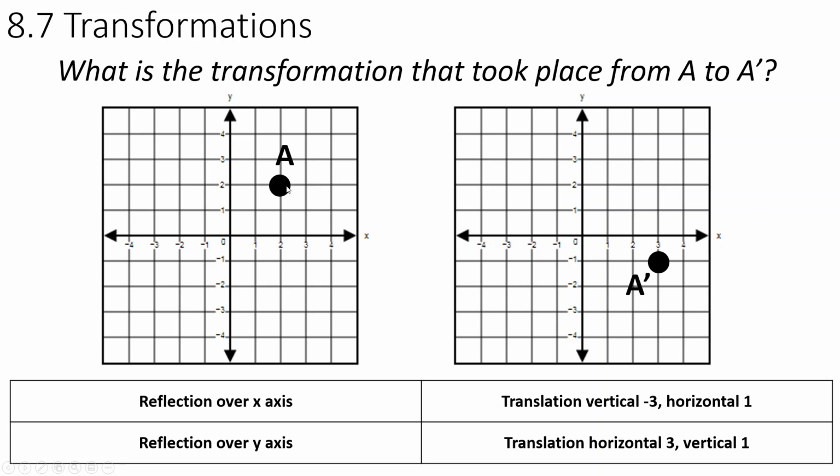Vertical negative 3, that means down 3. And horizontal 1, I want right 1. That's going to be the one you want. Horizontal 3, vertical 1, that would be right then up. That would put it somewhere over here. So that's not it. We're going to keep going.